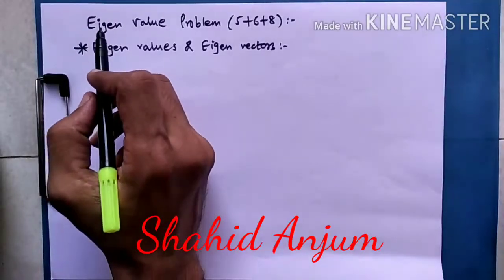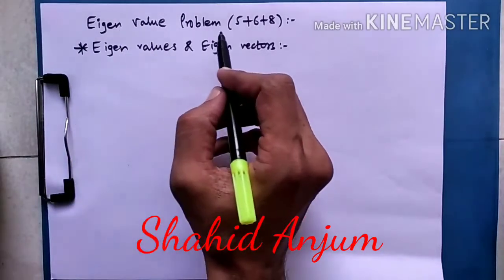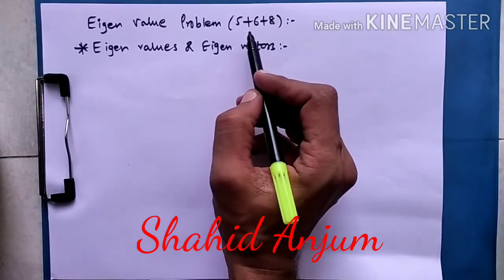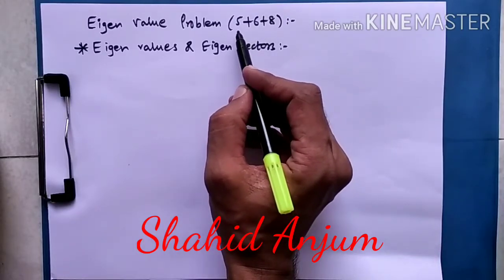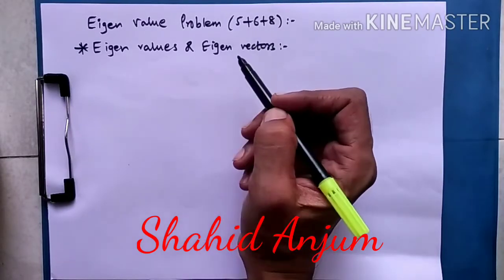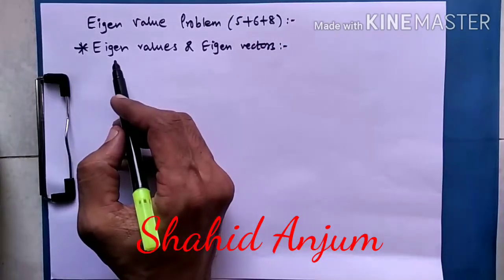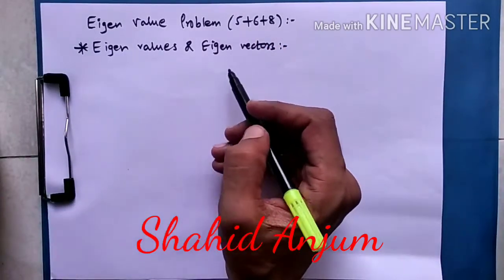Students, today we will start with the chapter Eigenvalue problem. You will be having 3 questions from this topic, maybe one for 5 marks, one for 6 marks and one for 8 marks. Let us start with the first topic, eigenvalues and eigenvectors.